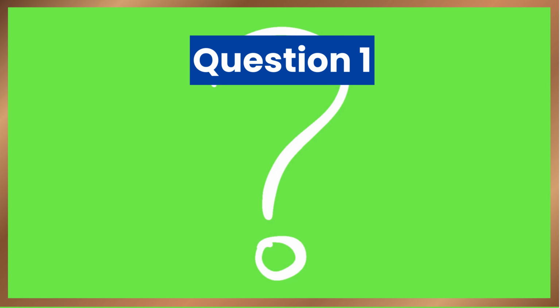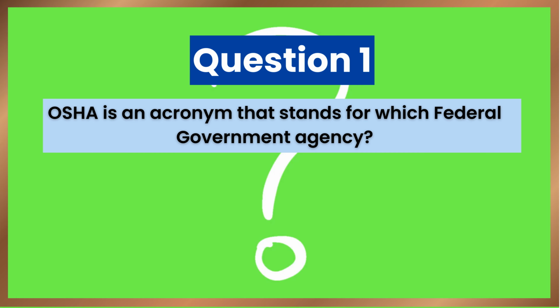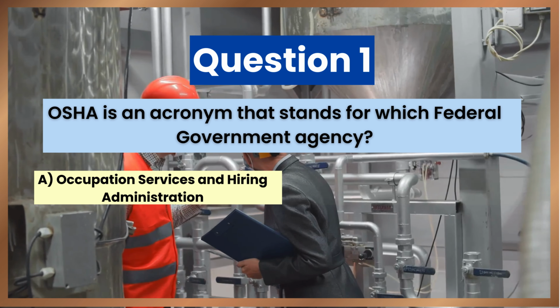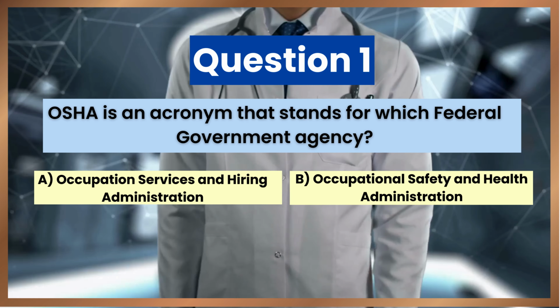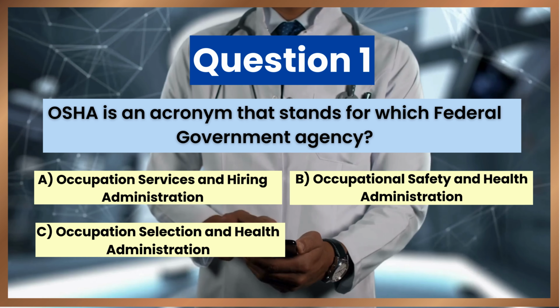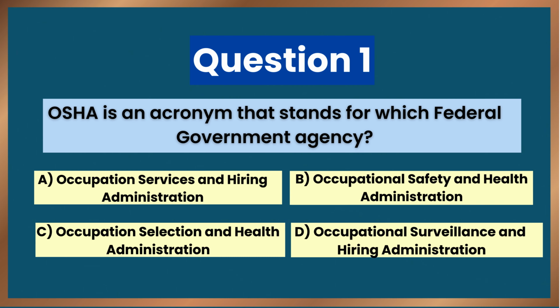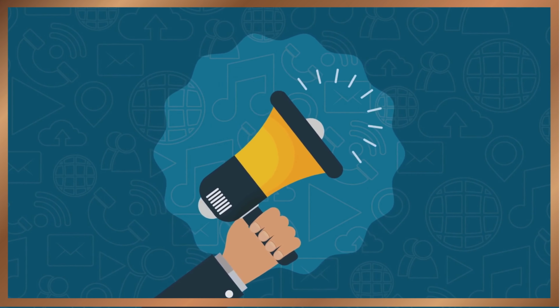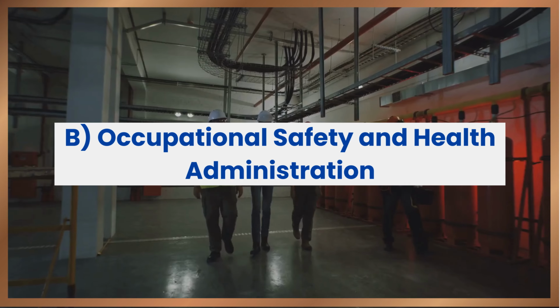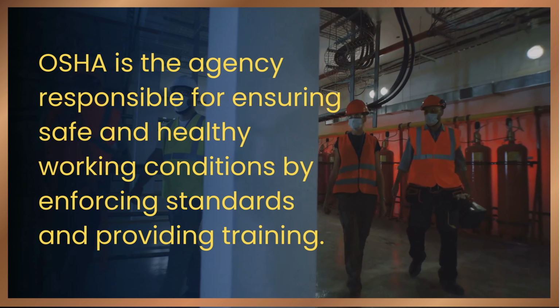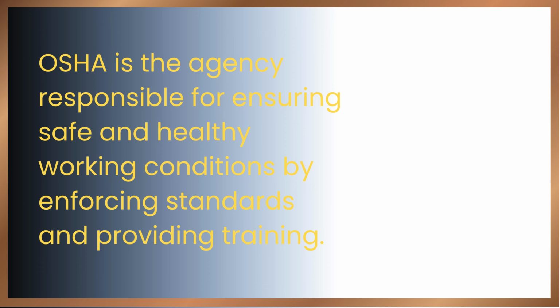Question 1. OSHA is an acronym that stands for which federal government agency? A. Occupation Services and Hiring Administration. B. Occupational Safety and Health Administration. C. Occupation Selection and Health Administration. D. Occupational Surveillance and Hiring Administration. The correct answer is B. Occupational Safety and Health Administration. OSHA is the agency responsible for ensuring safe and healthy working conditions by enforcing standards and providing training.